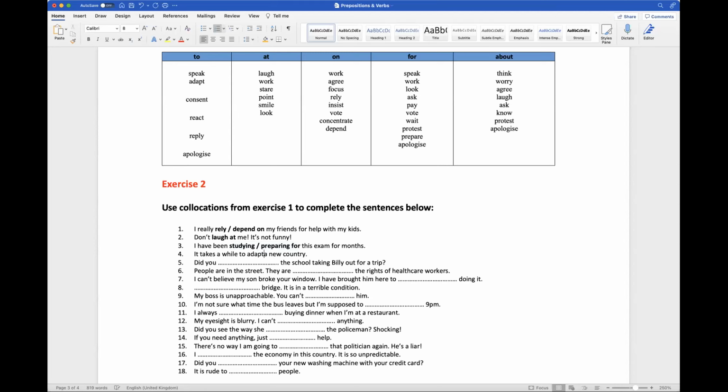Albert, anybody in the class, it takes a while to adapt. Now, doesn't it feel easy to say adapt for? If you could imagine people saying that, but it's not, is it? It's adapt to. Yeah. So tables like this here are really helpful for us. Adapt to a new country.